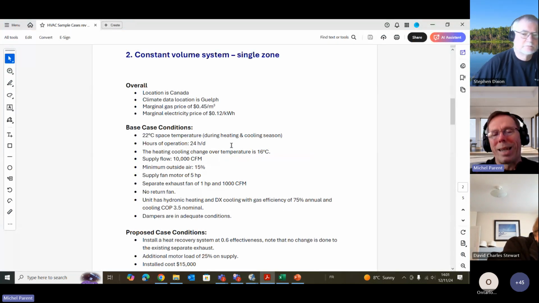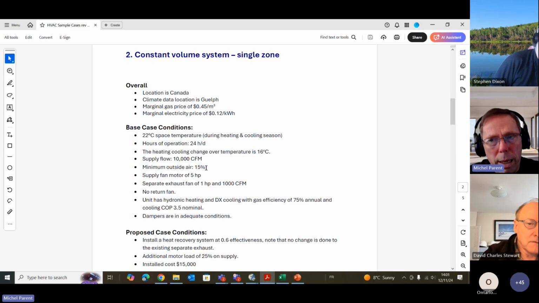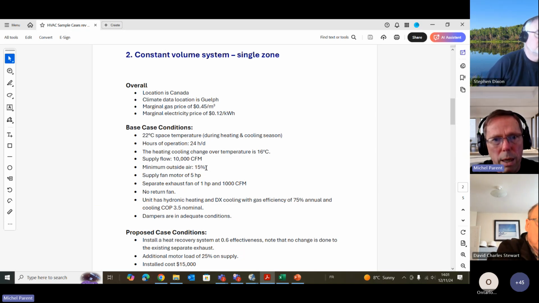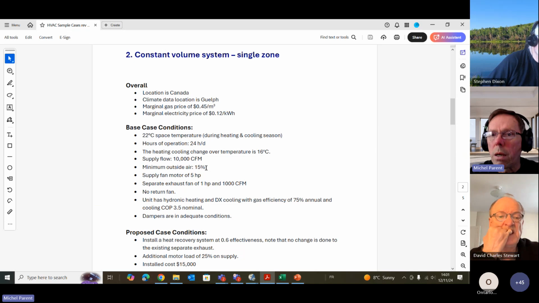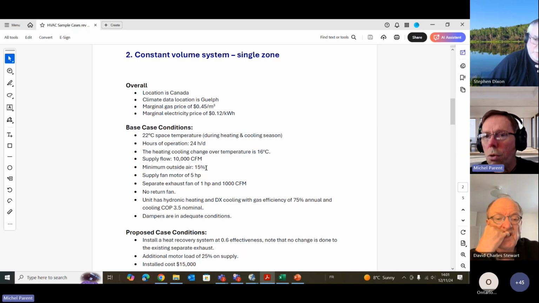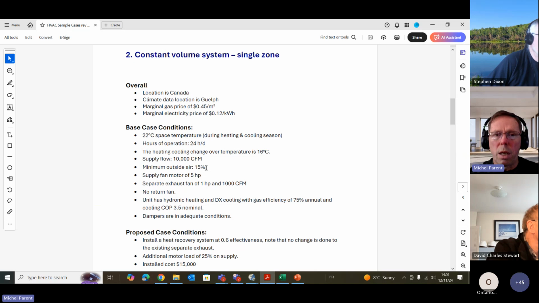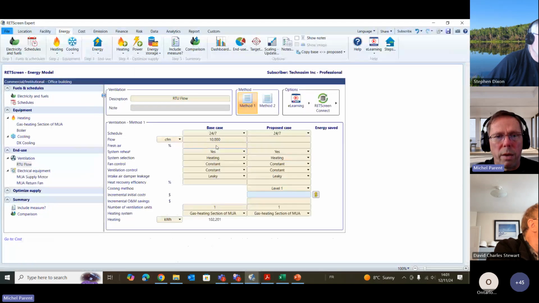You got to look at all your information. I've got 10,000 CFM. My minimum outside air, not my damper opening, is different. Always be careful. Damper opening doesn't mean percentage outside air. Let's say I use the temperature tools or the temperature rules that we talked about, I believe, in the first session. And I calculated I have actually 15% outside air. So I could come here and define 15%.